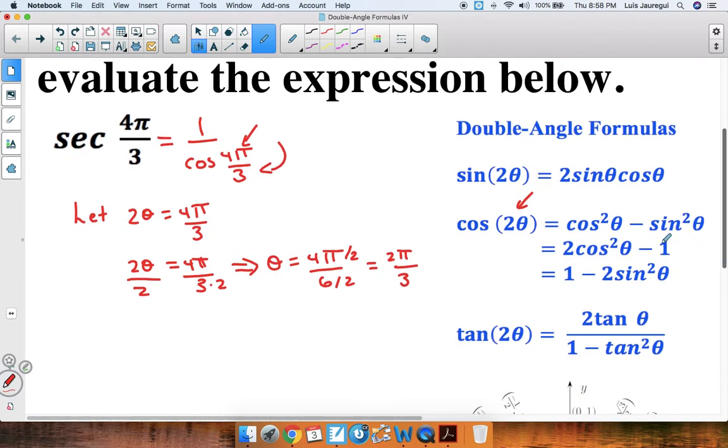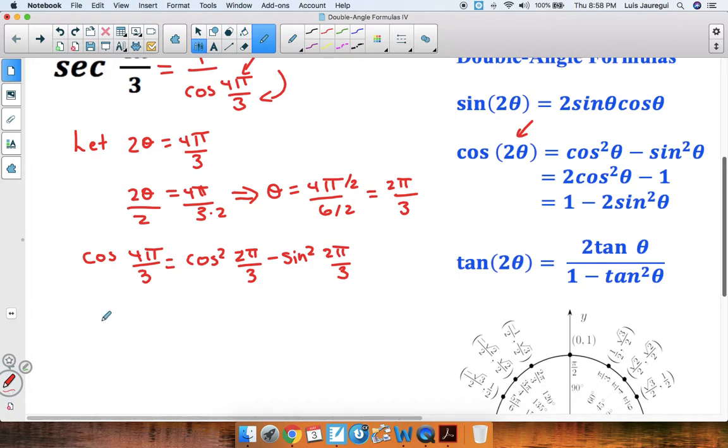Now, using our double angle formula, we have that cosine of 4 pi over 3 is equal to cosine square of theta, so we have cosine square of 2 pi over 3, minus sine square of theta. Okay, so we have minus sine square of 2 pi over 3. Now, rewriting this, we get that cosine of 4 pi over 3 is equal to cosine of 2 pi over 3 times cosine of 2 pi over 3 minus sine of 2 pi over 3 times sine of 2 pi over 3.